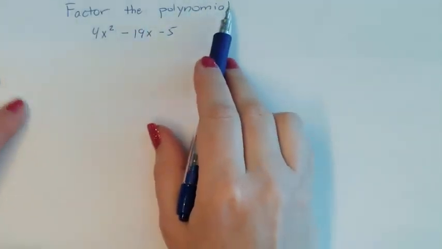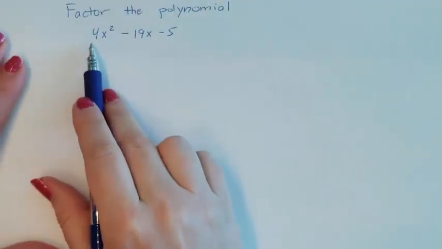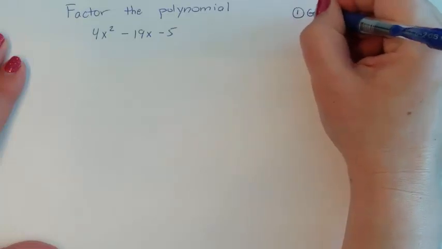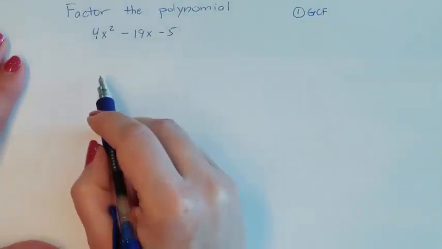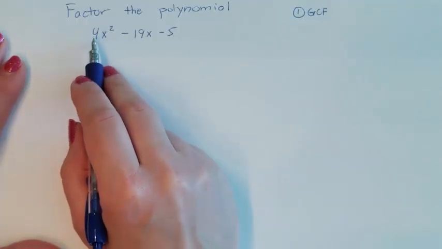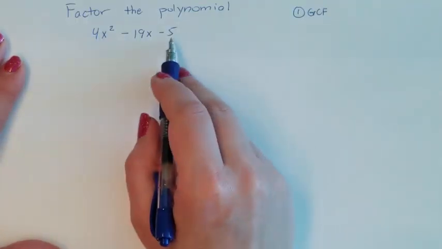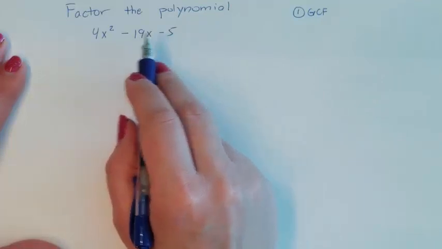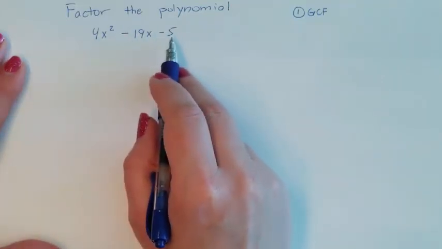So we're being asked to factor the polynomial. A is not 1. If A is not 1, the very first thing you need to do is look for a GCF. So looking for a GCF, is there any number that you can think of that you can divide 4, 19, and 5? There is no number that I can think of that divides 4, 19, and 5.